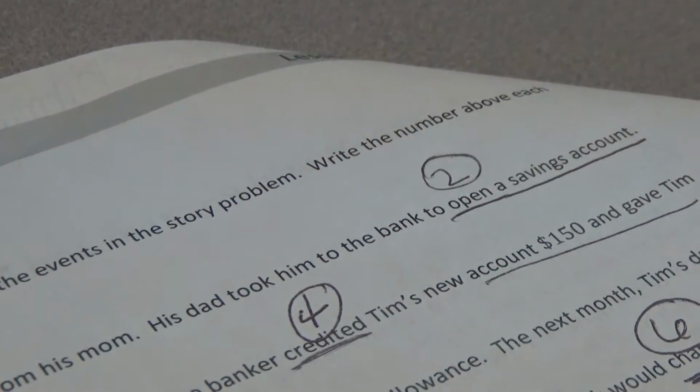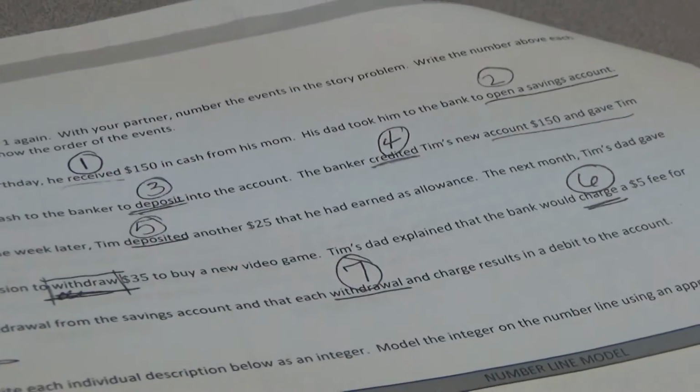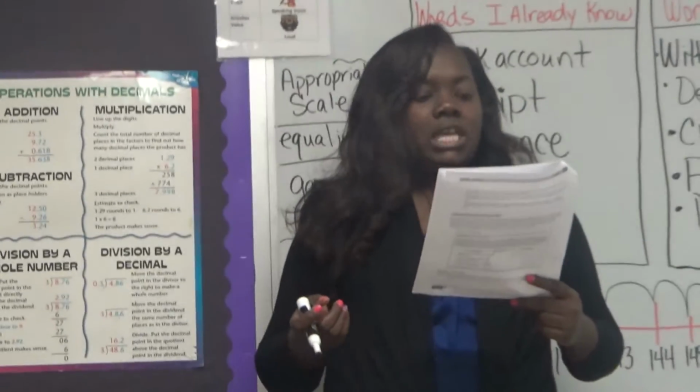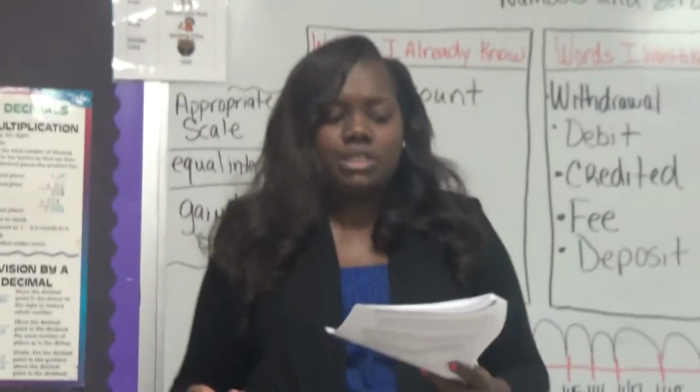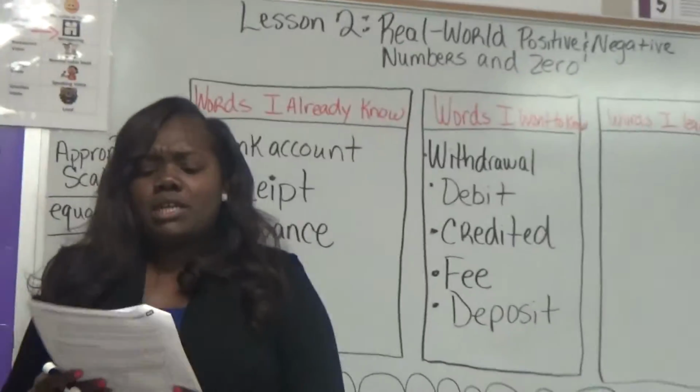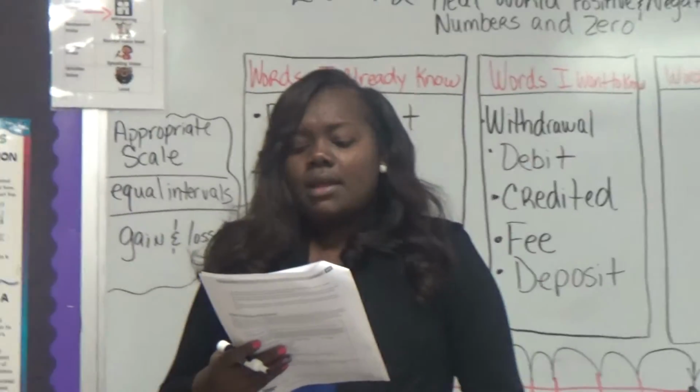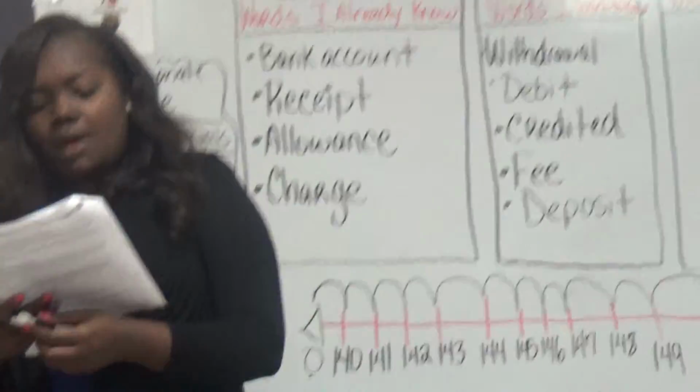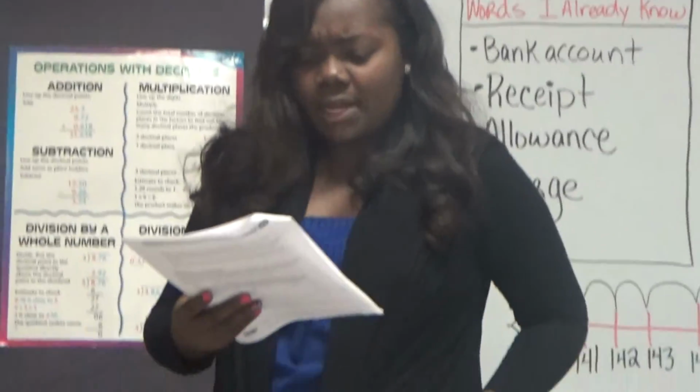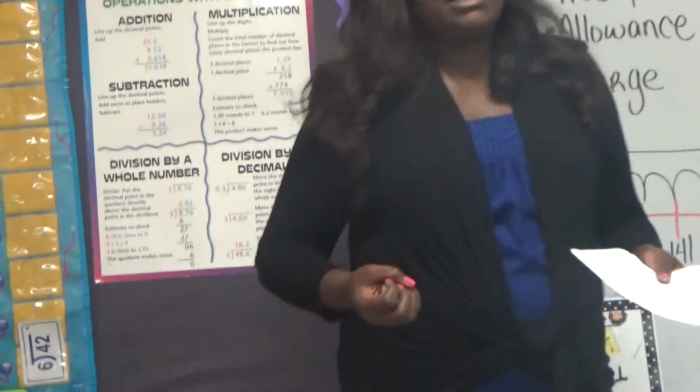Alright, so after you have completed exercise 1, you should be able to precisely define the vocabulary to describe each situation as an integer. So, Tim receives $150. Is that a positive or negative situation? Positive. It's a positive situation when you receive some money. Alright, if Tim is opening up a bank account, is that positive or negative? Positive. Okay, if he's opening up, how much money does he have?